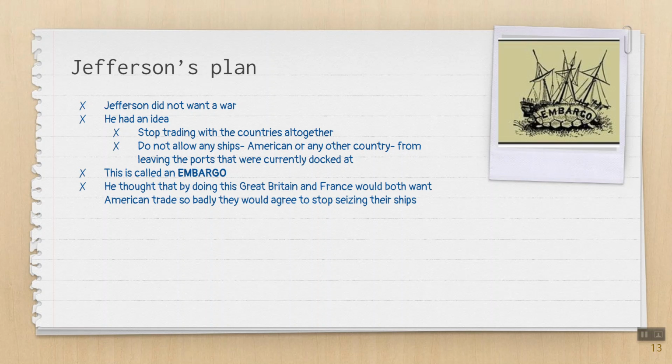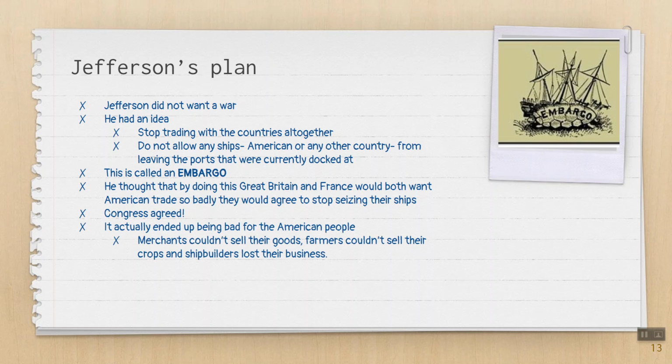He thought that by doing this, Great Britain and France would both want American trade so badly that they would agree to stop seizing their ships. And Congress really agreed. They thought, what a great idea. But it actually ended up being really bad for the American people. Merchants who depended on the selling of goods from farmers to put onto ships lost their businesses. Americans hated the embargo. Farmers even couldn't sell their crops, and shipbuilders lost their businesses too. It was a really, really bad thing for the American people. And so Americans hated the embargo.